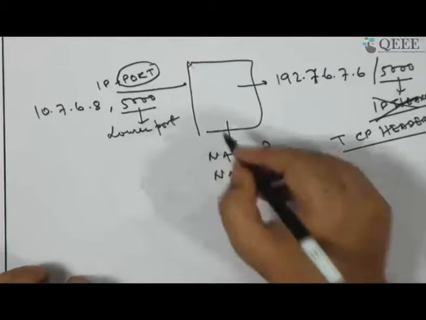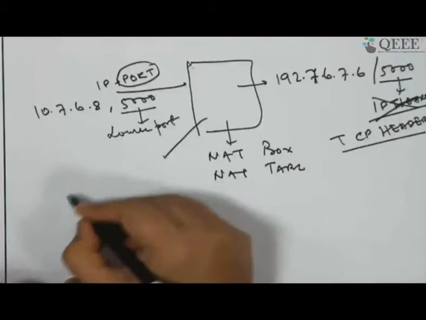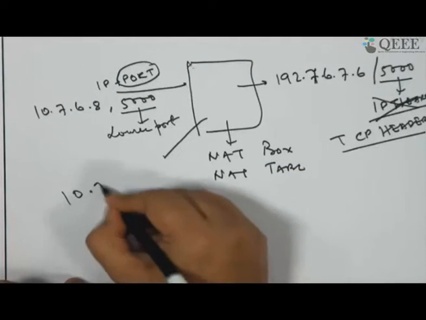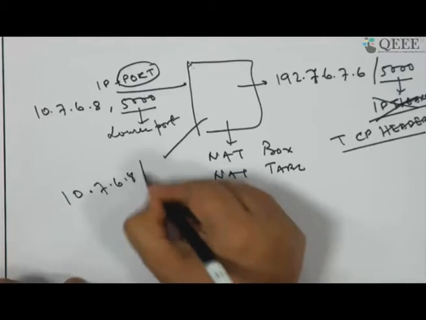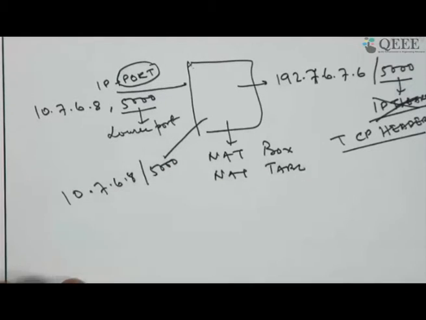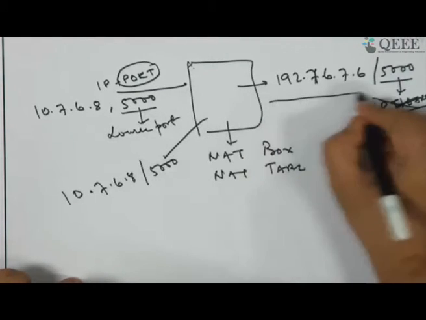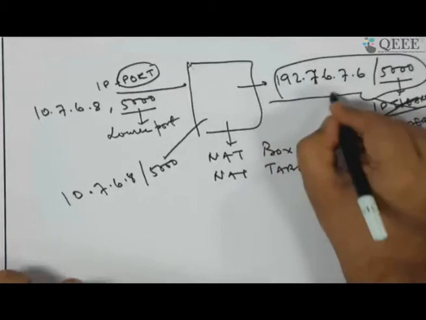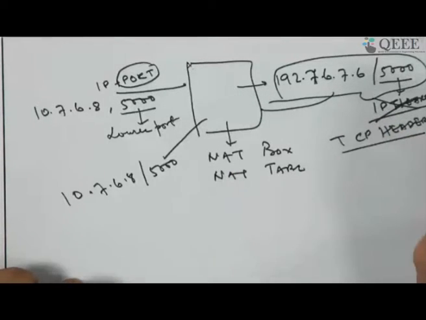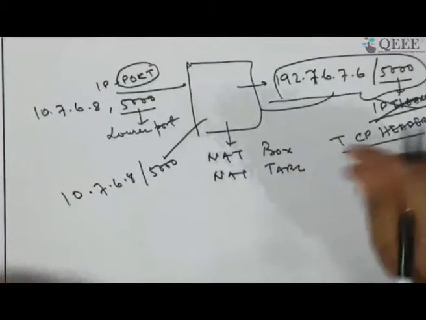Okay. What is the problem with this? You can have another machine, 192.6.8, that is also using port number 5000. So that will also have the same address, and again while coming back we will have the same. So what is happening? Now let us try to understand things carefully.